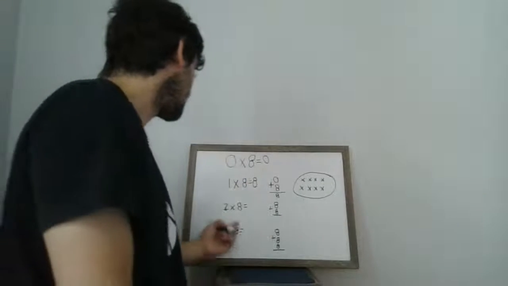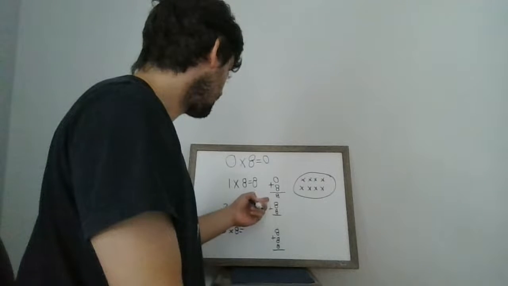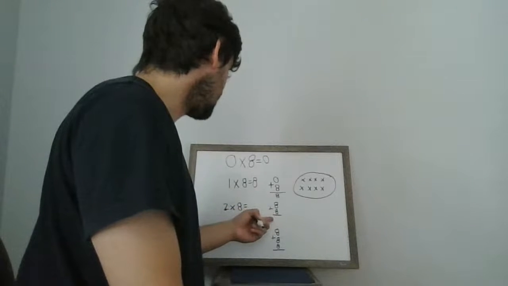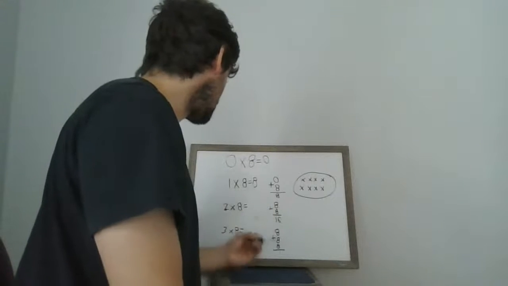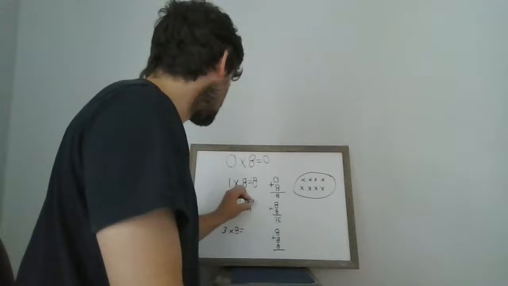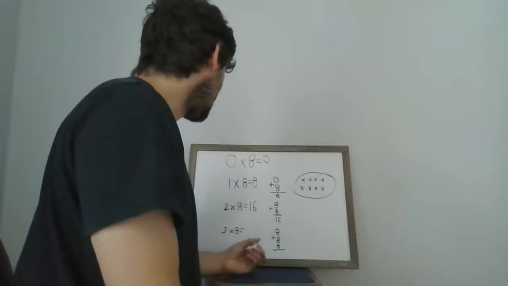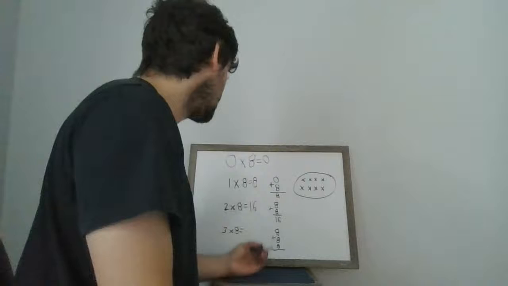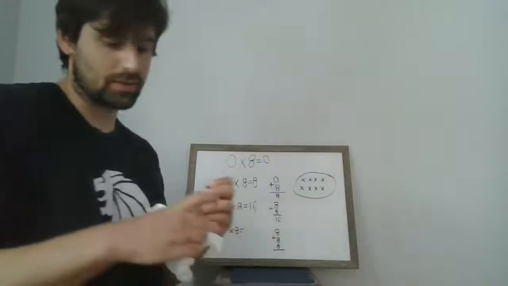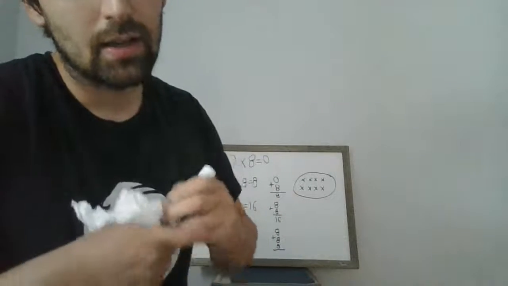All right. 2 times 8. So 8 plus 8 equals 16. I just added 2 groups of 8. 2 times 8 equals 16. Now again, if I can't do that in my head, if I'm not able to add 8 plus 8 in my head, another strategy, let me use a different color for this.